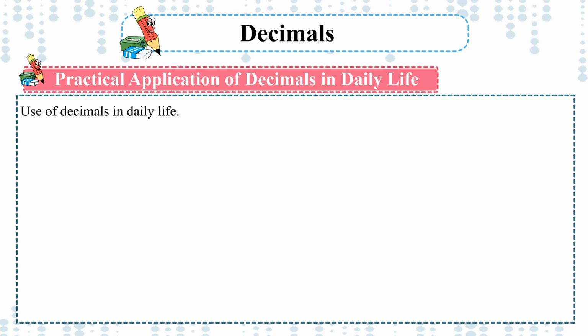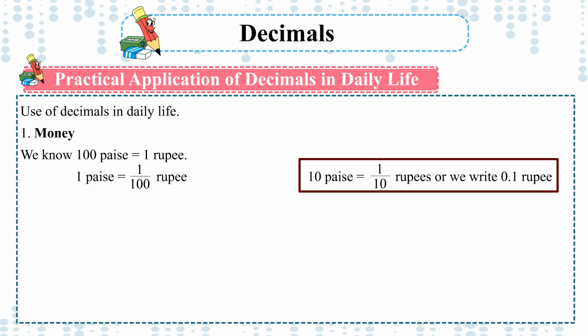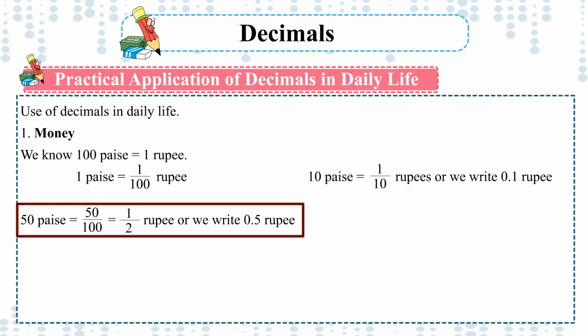Use of decimals in daily life. 1. Money. We know 100 paise is equal to 1 rupee. 1 paise is equal to 1 upon 100 rupee. 10 paise is equal to 1 upon 10 rupees, or we write 0.1 rupee. 50 paise is equal to 50 upon 100, is equal to 1 upon 2 rupee, or we write 0.5 rupee.